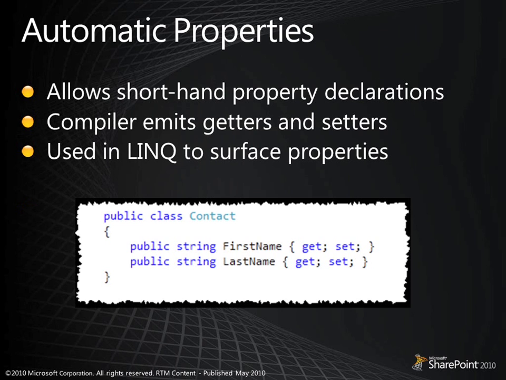Automatic properties are a shorthand way of declaring properties on a type without having to specify member variables within source code. The compiler emits getters and setters at compile time, so there's no need for developers to define member variables directly in their source code.